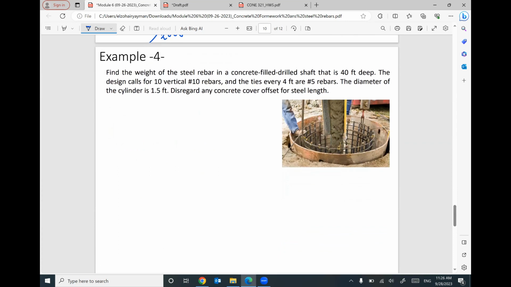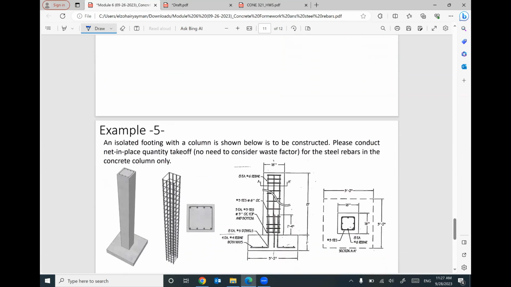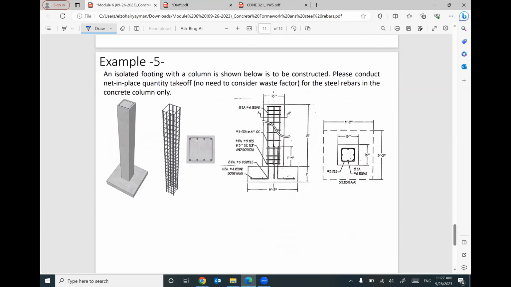We did this example last meeting. We have a concrete filled drilled shaft 40 feet deep, and we have 10 vertical rebars, number 10. And we have ties repeated every 4 feet, number 5. And the diameter of this shaft equals 1.5 feet, and we figured out how much steel reinforcement was needed. We have more examples. Let's do this example.